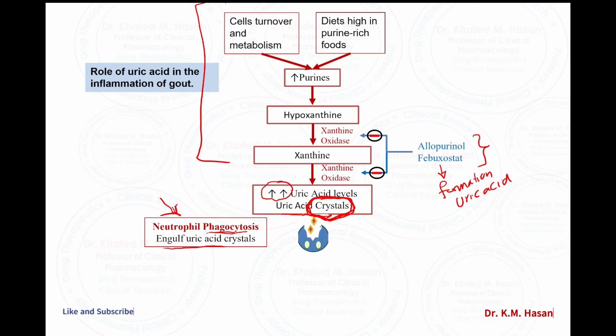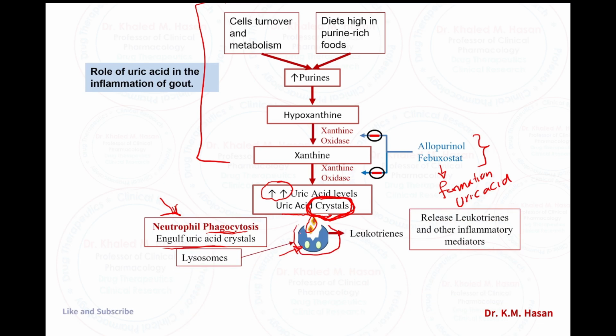Due to the engulfing of the uric acid crystals inside the neutrophils, and in the neutrophils we have small particles called lysosomes. You can see the lysosome here, and this will lead to inflammation and immune response, and will lead to the release of leukotriene. Not only leukotriene, they found also other inflammatory factors such as interleukin 1. So we have leukotriene, interleukin 1, and other factors could be involved in this process.